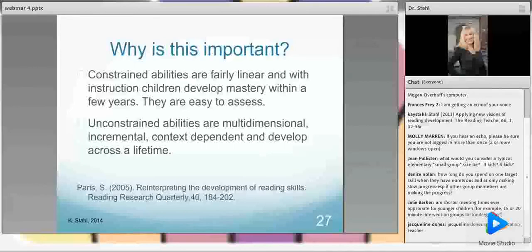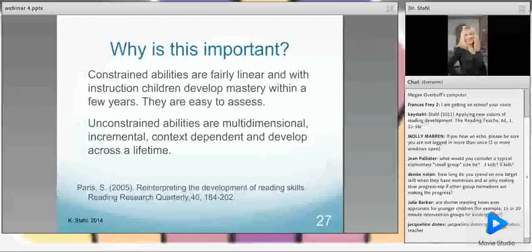Constrained abilities, such as letter name recognition and phonics, are linear. With instruction, children develop mastery within a few years. They are easy to assess. You either know the sound of V or you don't know the sound of V. It does not matter whether you are reading a medical journal or Dan the Flying Man. They are easy to assess.